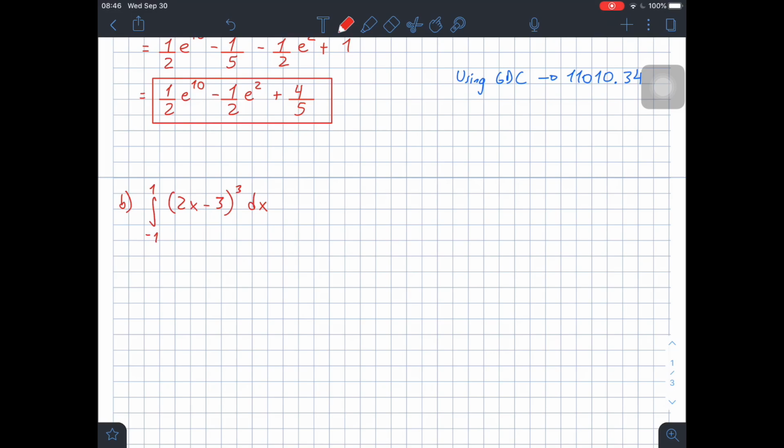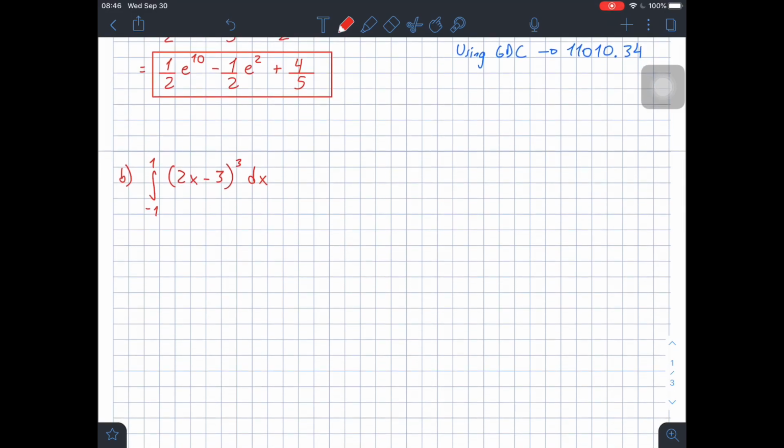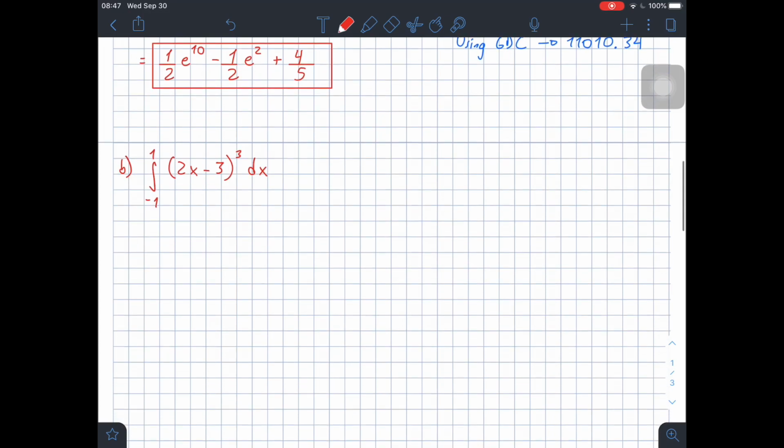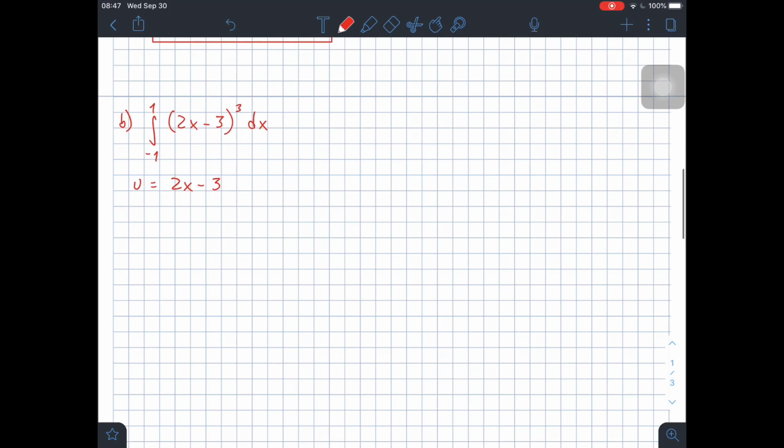Okay, so for this case, I would again think about doing the substitution method, right? Because the other possibility is to expand all of this, but since this is to the cube power, we're going to get a very long expression. So it's better if I use the substitution method and call all of that u, okay? So by applying the substitution method, we're going to say that u is equal to whatever we have inside the parentheses, 2x minus 3.